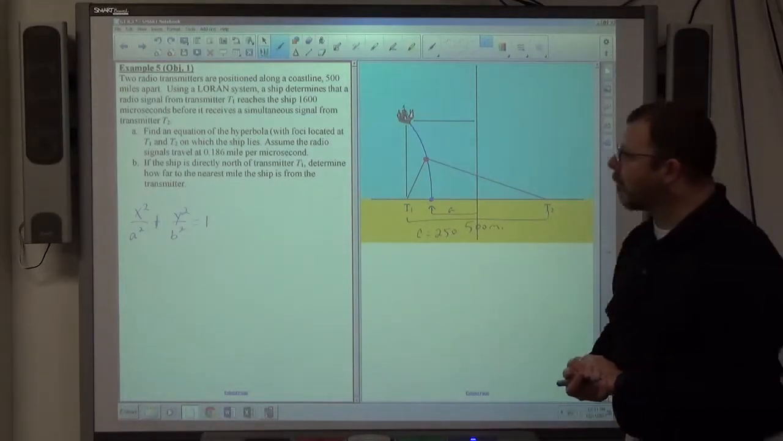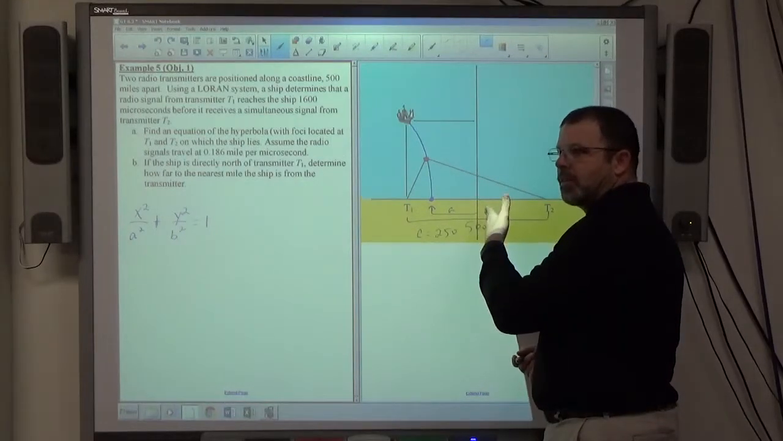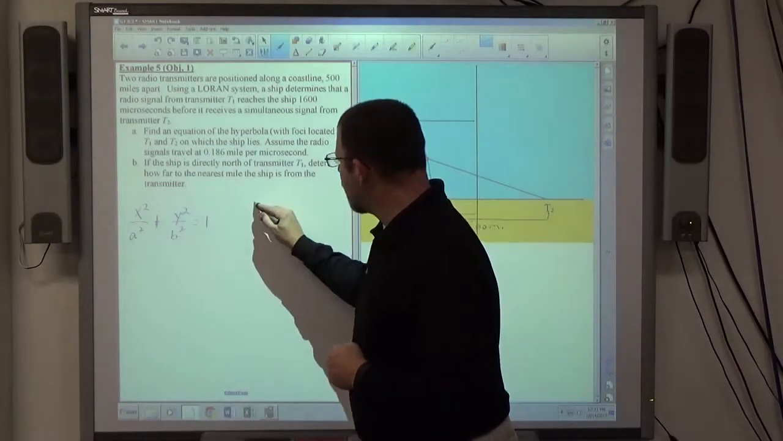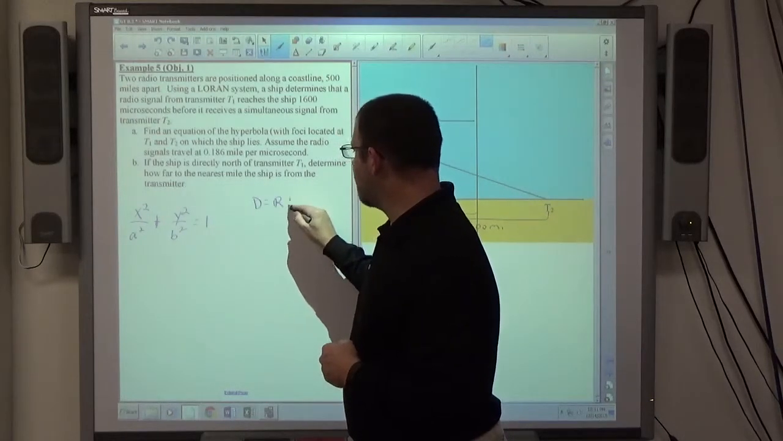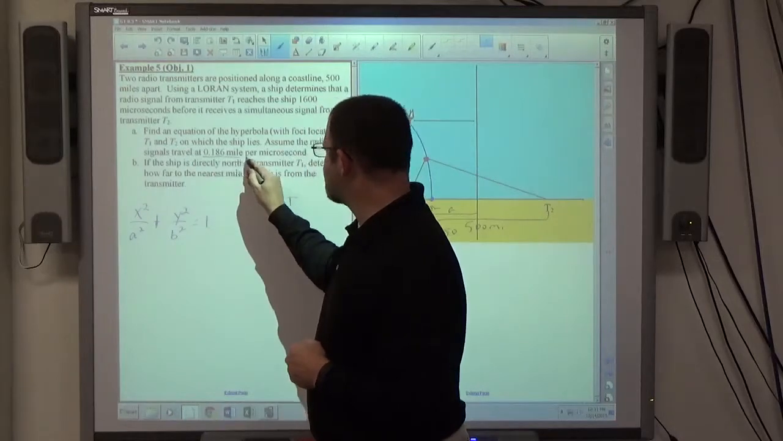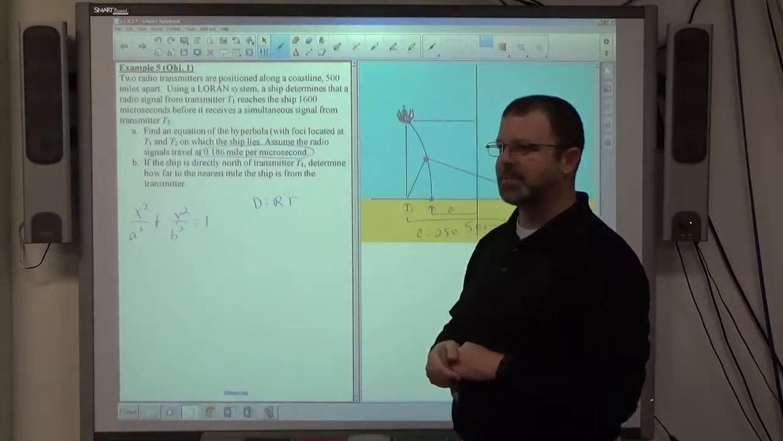Now, I want to get some distances here because A is going to be a distance, not a time. So there's 1600 microseconds is the discrepancy. So I know that distance equals rate times time. The rate of signal speed is 0.186 miles per microsecond. That's the speed of light.